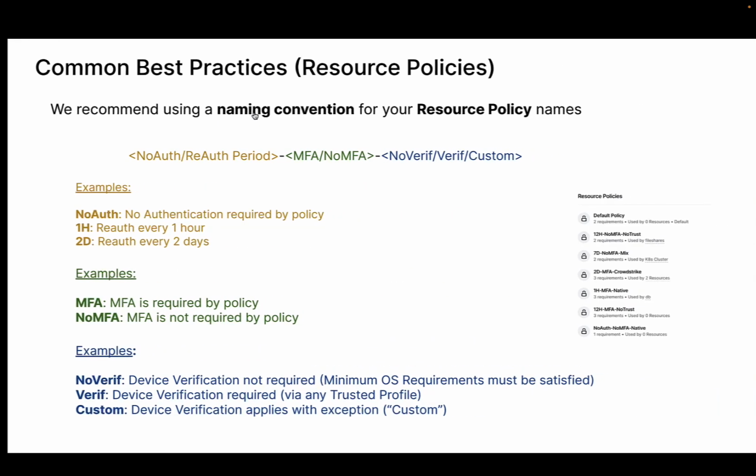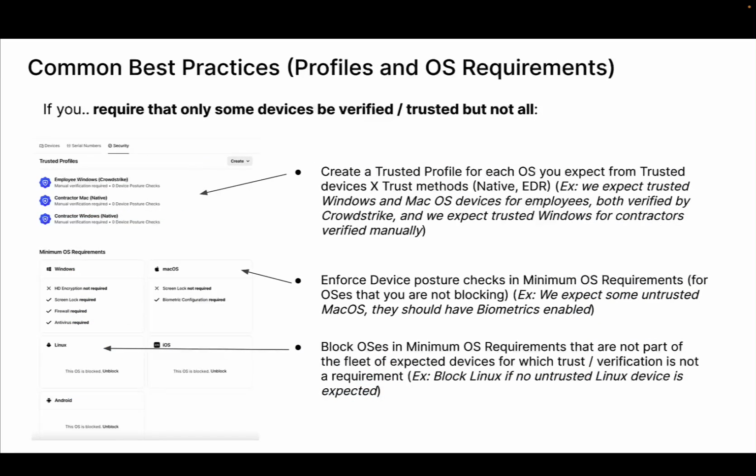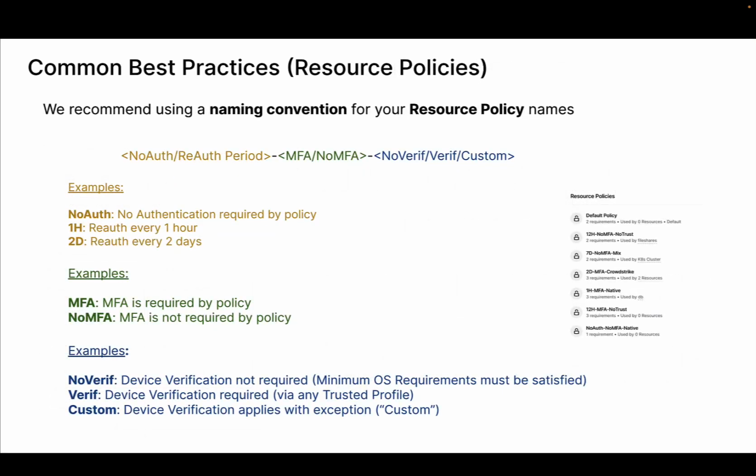So the typical naming convention we recommend, although any naming convention will do as long as it satisfies your business needs, is to specify whether a policy will require authentication. And if it does require authentication, how often is the user going to reauth? It's between an hour and 30 or 31 days. So we recommend encoding it like this. Does the policy require MFA or no MFA? And does the policy let in all devices, only verified devices, or something custom?